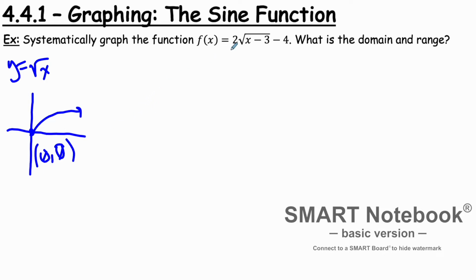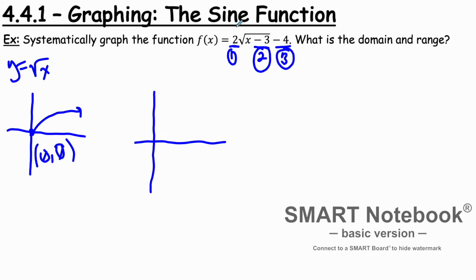All right, so the first thing that I'm going to do, in this order, I'm going to do the 2, and then the minus 3, and then the minus 4. Okay, so that's going to be my first step, second step, and finally my third step, which will actually be my fourth graph, because the first graph is the parent function. So here we go. First up, we have the 2.